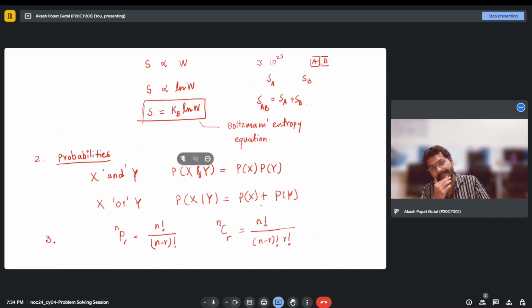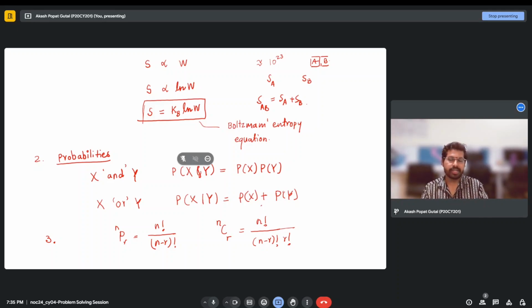So we discussed that entropy is directly proportional to the microstates. But to make entropy an additive property, we need to take the logarithm of W. And because of that, the entropy will become additive. And we got this famous Boltzmann's equation for entropy, S is equal to k_B ln W.